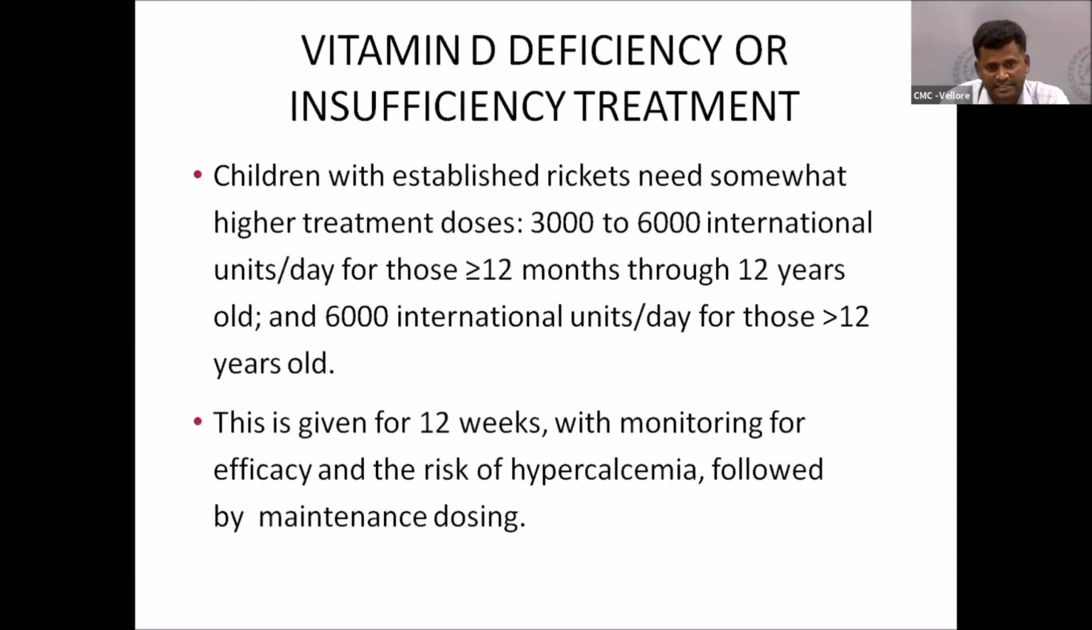And the children with established rickets need a somewhat higher dose of treatment, that is 3,000 to 6,000 international units for children more than 1 year up to 12 years, and 6,000 international units for children more than 12 years old. This should be given for 12 weeks.